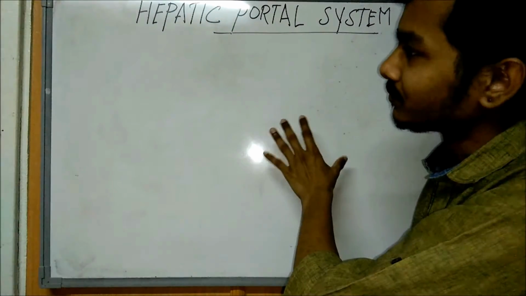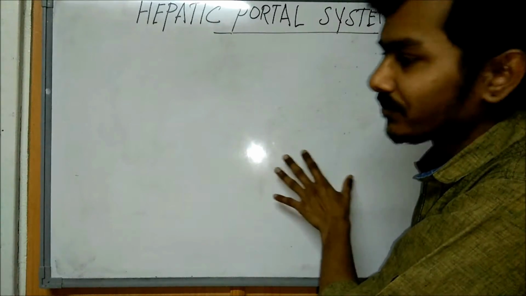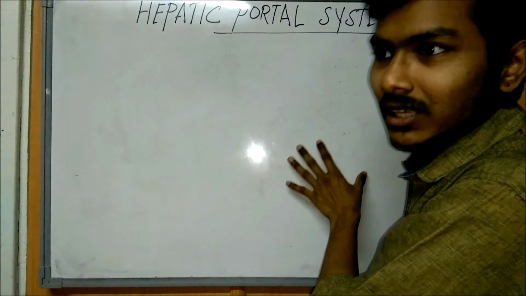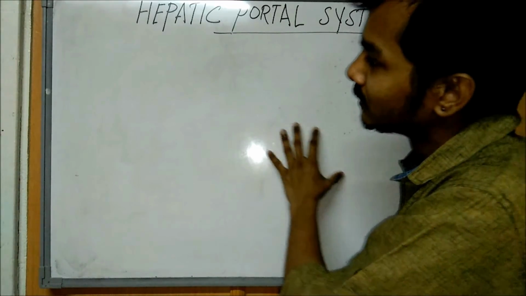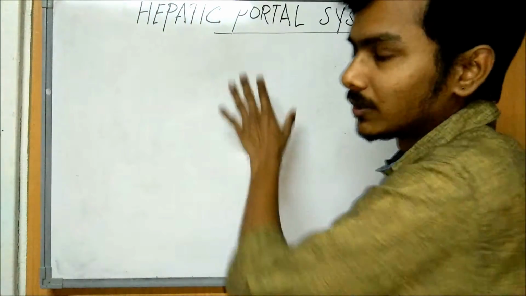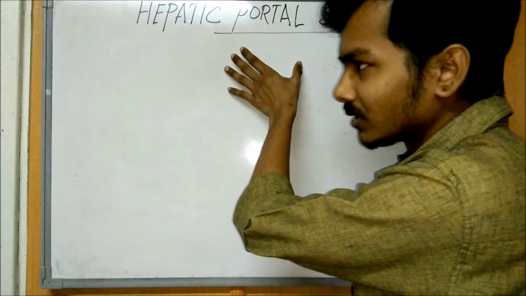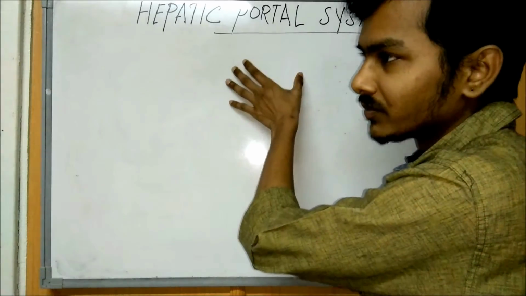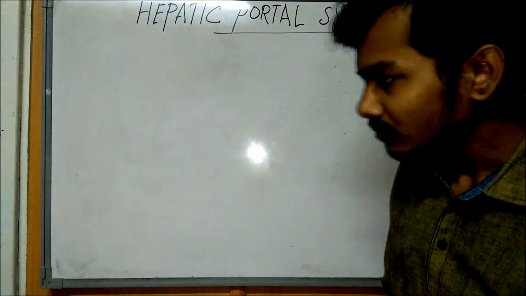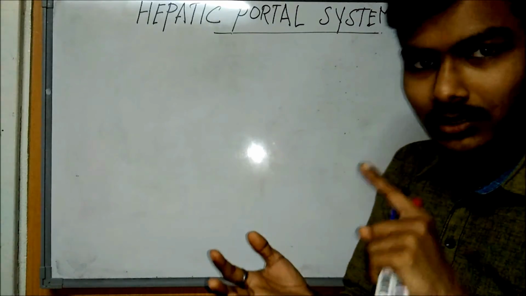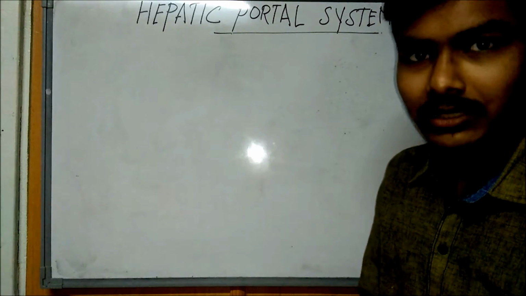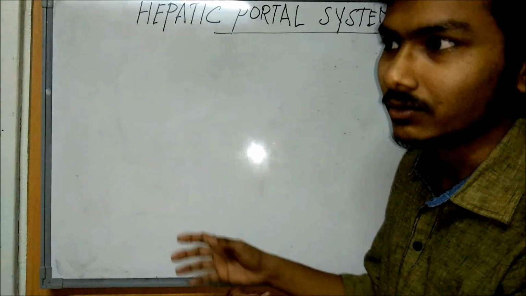So the hepatic portal system: the veins which arise from the gastrointestinal tract, spleen, pancreas, gallbladder, and also the umbilicus, and the veins of the lesser omentum, which will drain into the liver. From the liver, via the inferior vena cava, it goes to the heart. Today we'll see what contents are present in the hepatic portal system, and what is meant by the accessory hepatic portal system.